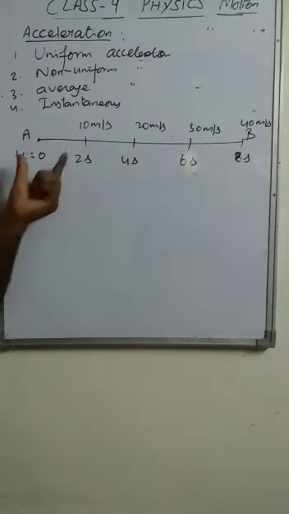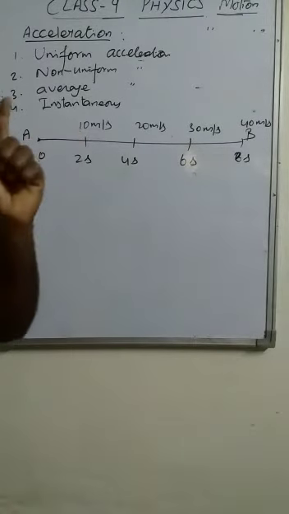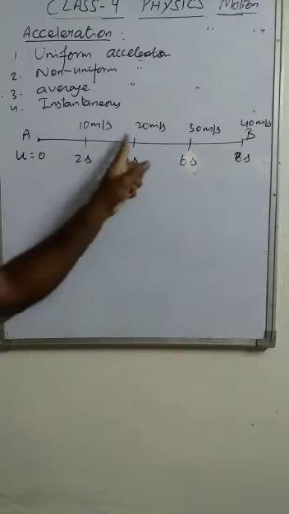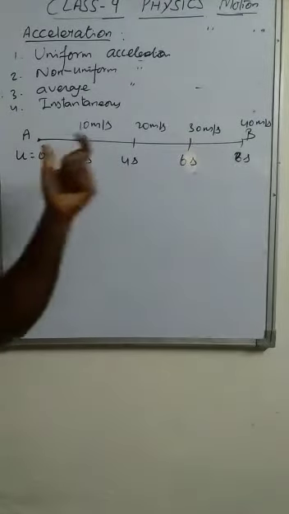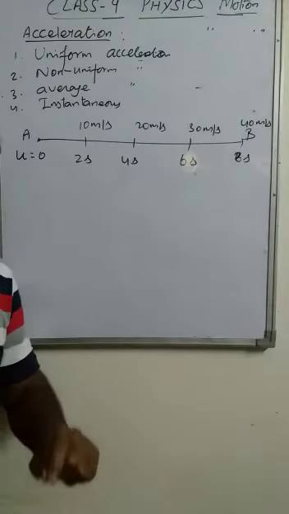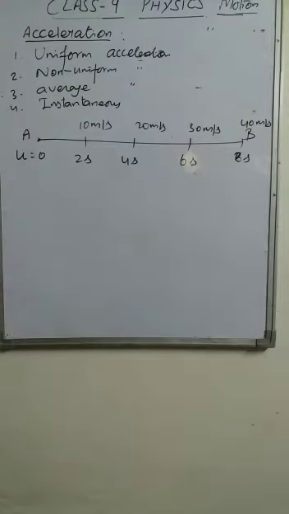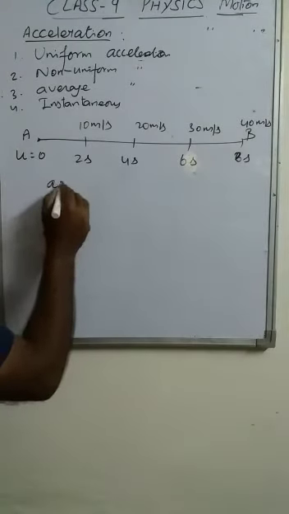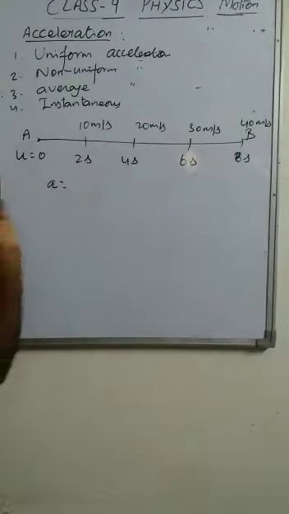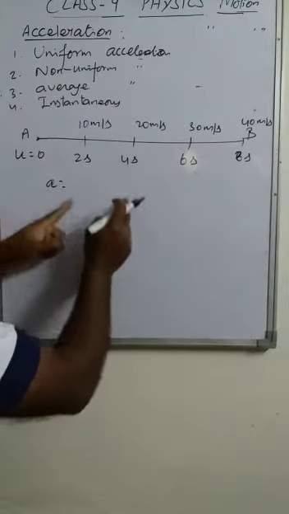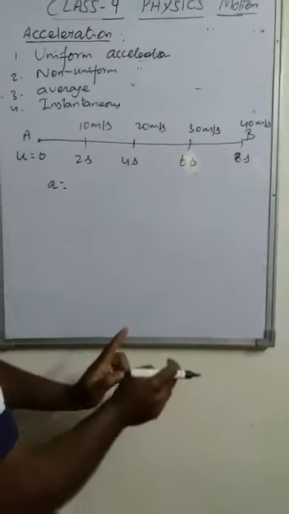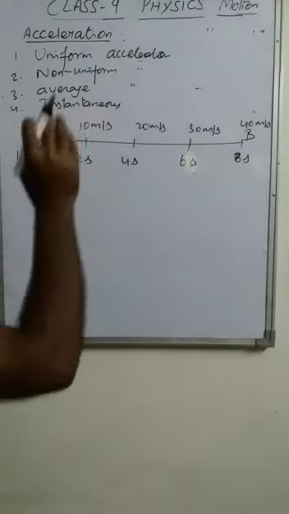Here you see, in the first 2 seconds, its change in velocity is 10 meter per second. In the next 2 seconds also 10 meter per second. In the next 2 seconds, 10 meter per second. So you see, here the change in velocity is taking place equally in equal intervals of time. Then in this case, if we calculate the acceleration in all the intervals, we find the acceleration comes the same. You can calculate the acceleration in any interval. You can take between 0 and 6 seconds, 0 and 4 seconds, 2 and 4 seconds, 4 and 6 seconds. You can calculate the value at any interval.